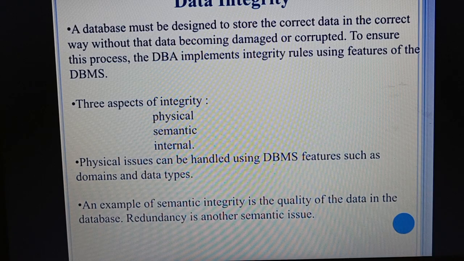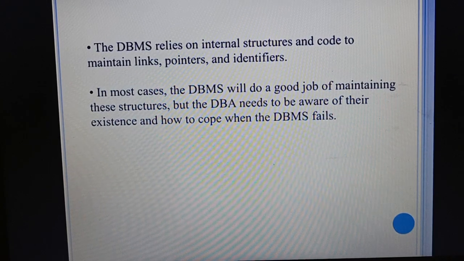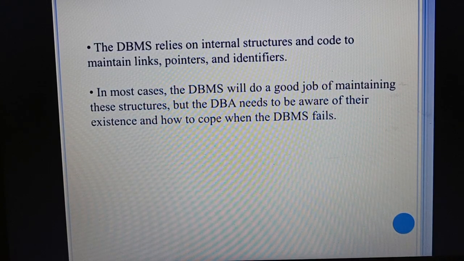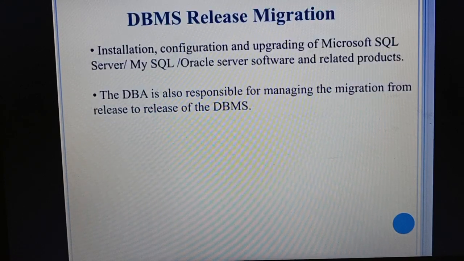Physical issues can be handled using DBMS features such as domains and data types. An example of semantic integrity is the quality of the data in the database. Redundancy is another semantic issue. The DBMS relies on internal structures and code to maintain links, pointers, and identifiers. In most cases, the DBMS will do a good job of maintaining these structures, but the DBA needs to be aware of their existence and how to cope when the DBMS fails.